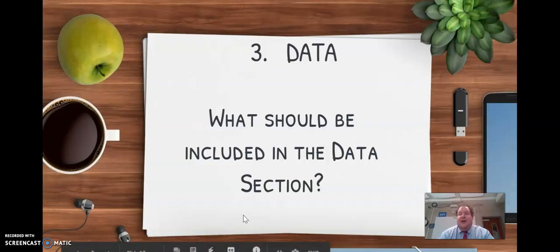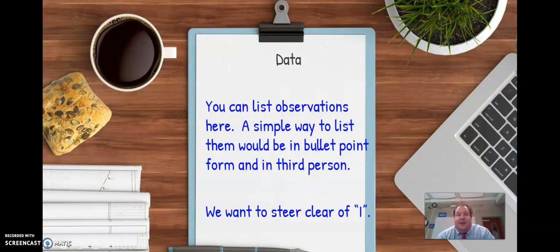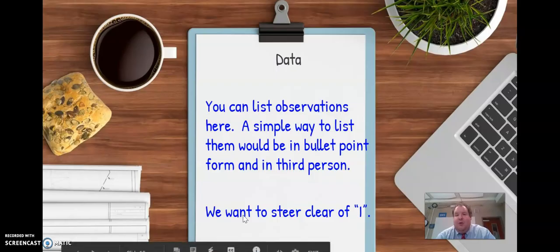The third section of our lab report is data. What should be included in the data section? I say data, you say data. It's okay, however you wish to say it. You can list observations here. A simple way to list them would be in bullet point form and in third person. When we're writing our data up, we want to make sure that we steer clear of I.